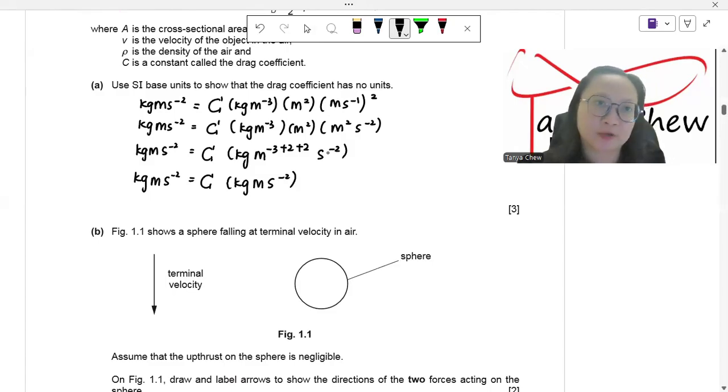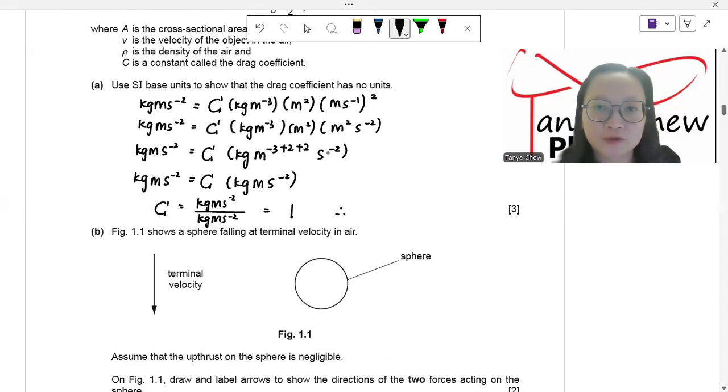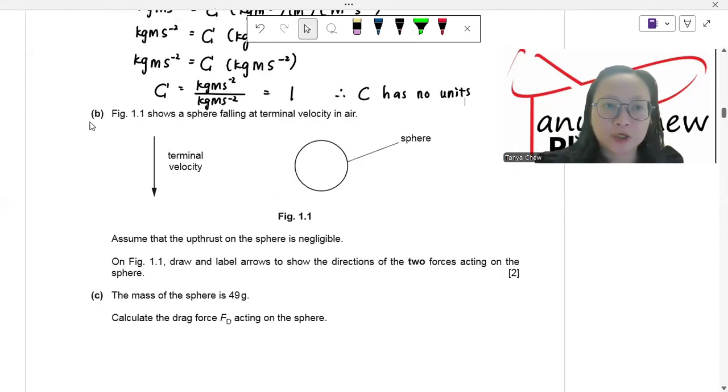Could you see that the left-hand side unit is equal to the right-hand side units? I put C equal to kilogram m s^-2 divided by kilogram m s^-2. So you get 1. That is why C has no units. To prove that a certain physical quantity has no unit, you need to prove that eventually you get 1 as your final answer. Now we continue with B.